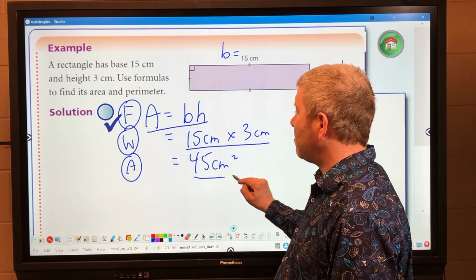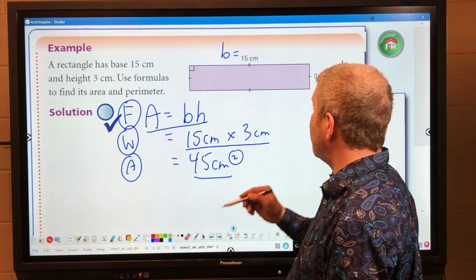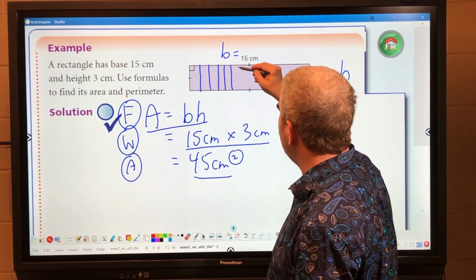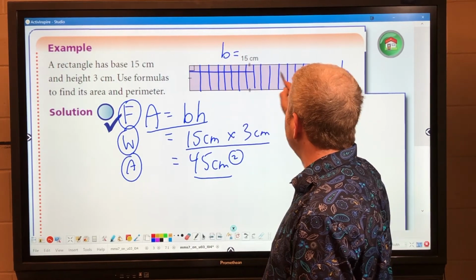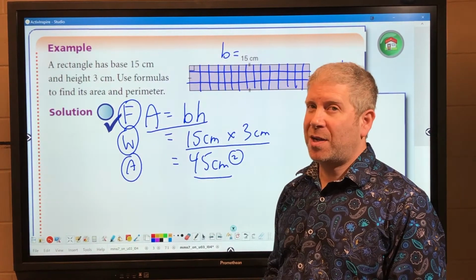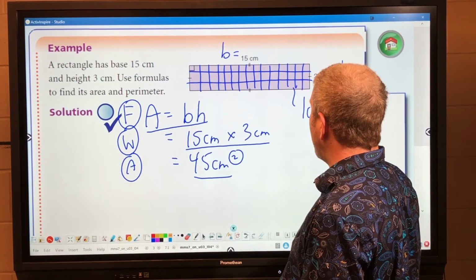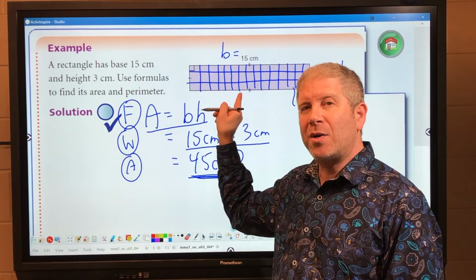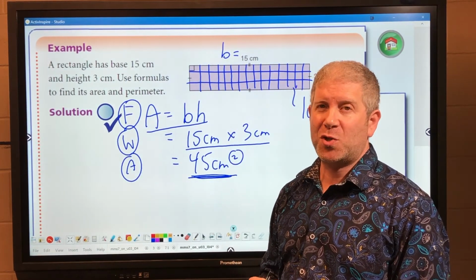My formula, substitutions, and final answer. Area is always in square units. Don't forget, very important. And we can see the square units: 1, 2, 3, 4, 5, and 3 rows. This is kind of what it looks like. Each of these little squares, which are not drawn so well, is 1 centimeter square. And we actually have 45 of these little squares. So a total of 45 centimeters squared.